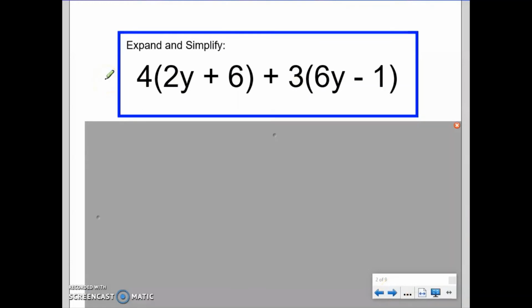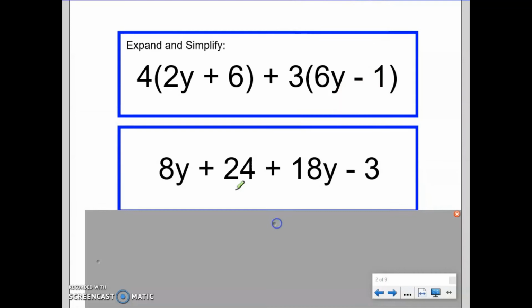Let's have a look at another example. Again, I'm going to expand this single bracket, and then I'm going to expand this single bracket. And then any terms that are similar in nature, I'm going to collect them together. 4 times 2y is 8y. 4 times 6 is 24. 3 times 6y is 18y. And 3 times -1 is -3.